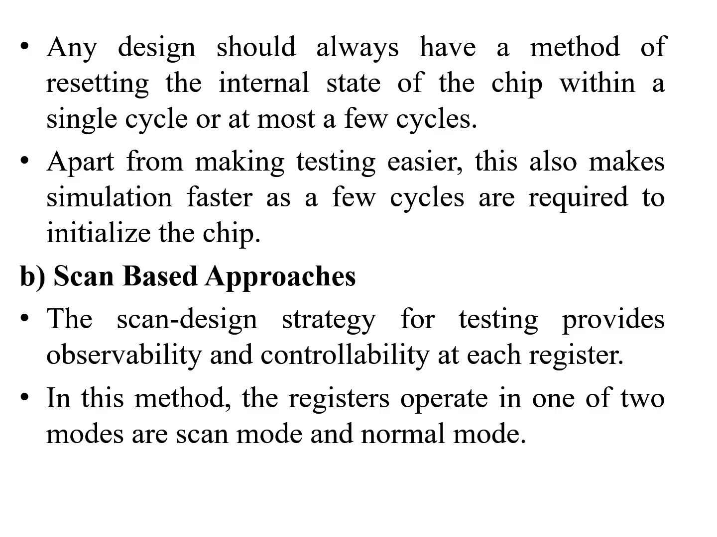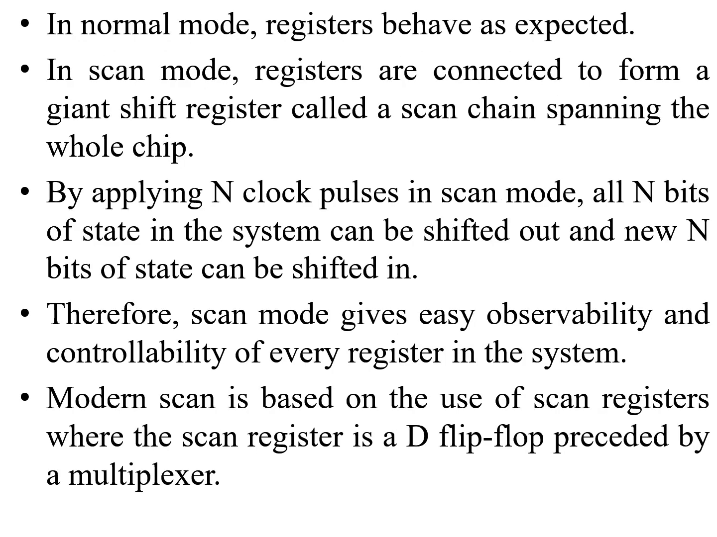In this method, the registers operate in one of the two modes, scan mode as well as normal mode. In normal mode, registers behave as expected, whereas in scan mode, registers are connected to form a giant shift register called a scan chain spanning the whole chip. By applying n clock pulses in scan mode, all n bits of the state in the system can be shifted out and new n bits of the state can be shifted in. Therefore, scan mode gives easy observability and controllability of every register in the system.